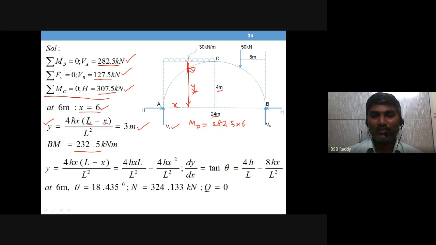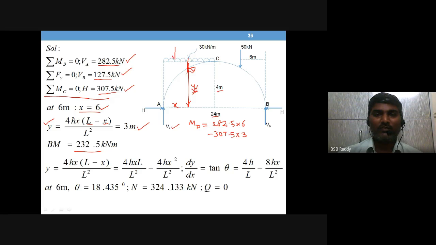Now H value. What is the H value? 307.5 into what is the distance? The y ordinate value. What is it calculated as? It is 3. Right. What is the direction? It is anti-clockwise. So left anti-clockwise is going to create hogging. So minus.